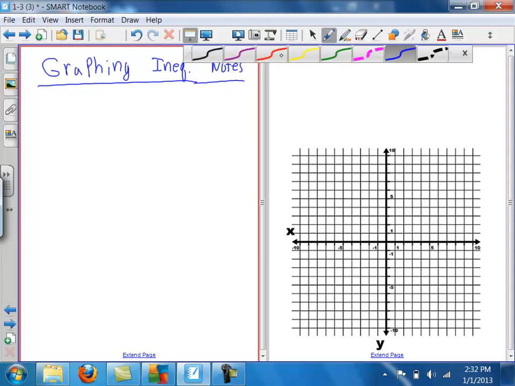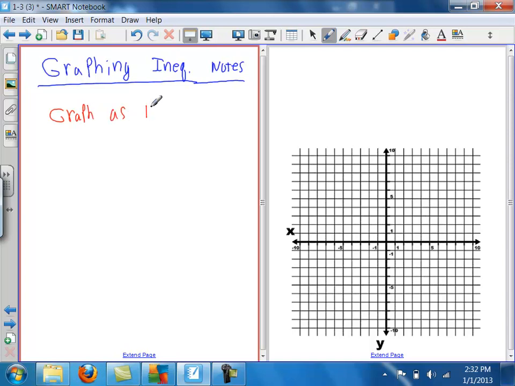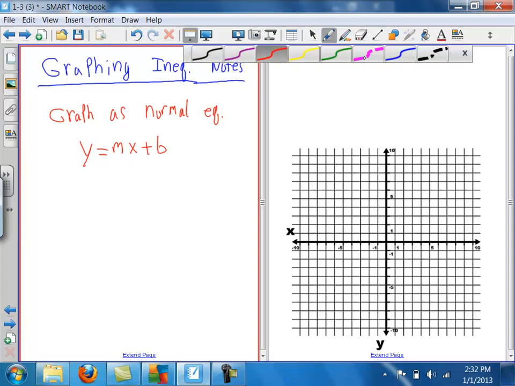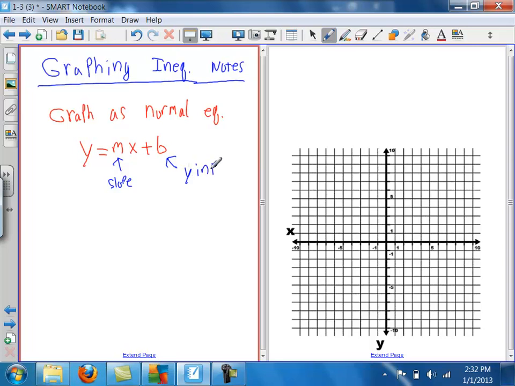So here's the deal, okay? Graph as normal. As normal equation, okay, with y equals mx plus b, right? Where this right here, the m, stands for your slope, where this right here, the b, stands for your y-intercept, where it intersects the y-axis, and you've got to have y alone, right? Must have y alone.